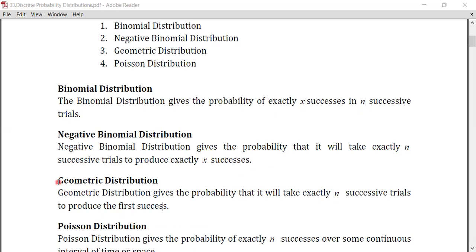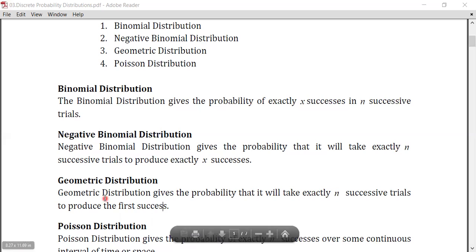Then if you move to the geometric distribution, it gives the probability that it will take exactly n successive trials to produce the first success. Therefore, until we get the first success, we can count how many trials should be there, and the trials are denoted by this number n.